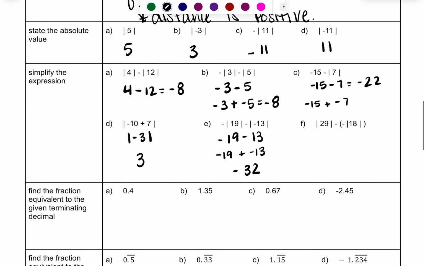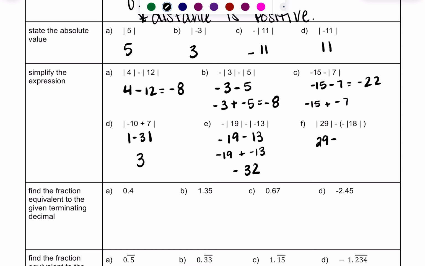Okay, and the last question on the simplifying expressions, I have the absolute value of 29 minus negative absolute value of 18. So when I look at this expression, those parentheses are just there to let you know that, hey, this minus and this negative are separate from each other. So what we're going to do is just rewrite this problem, okay? Looking at the absolute value of 29 first, since it is a positive 29, it just stays as a positive. Next, I have a minus, so I bring down my minus.